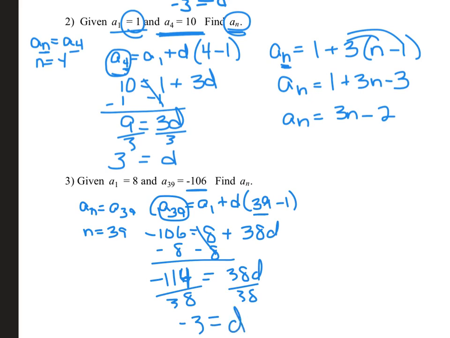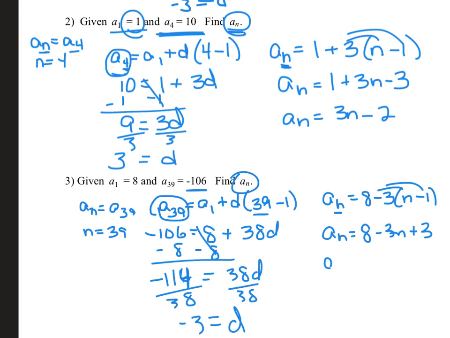Okay, so now to find a sub n, I have to use my formula a second time. So I'm doing my explicit formula. The first term is 8. My common difference is negative 3. n is in the equation, so I'm just putting n minus 1 here. Then we just do some math. a sub n equals 8 minus 3n plus 3. And so a sub n is negative 3n plus 11.